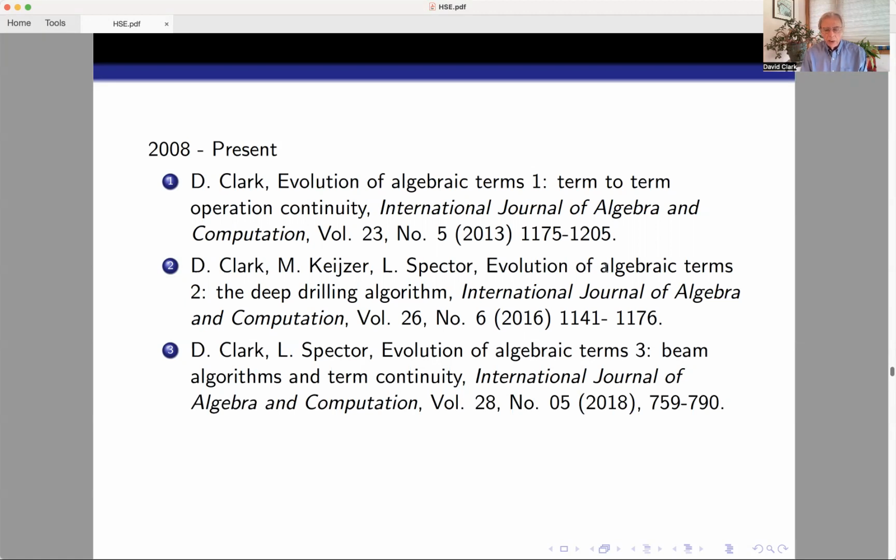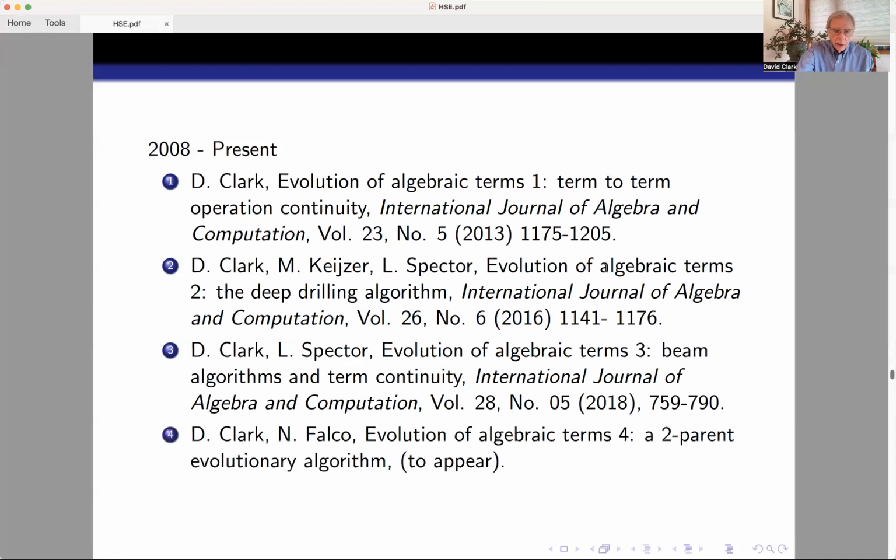And in it, we proved a theorem that showed how sexual reproduction would be effective in solving the design problem, provided the gate was term continuous. So again, term continuity was the key to it. This was the theoretical paper. We didn't actually produce an evolutionary algorithm to do this, but we laid down the groundwork to do that. And I'm currently working on a fourth paper with Nick Falco to do exactly that.